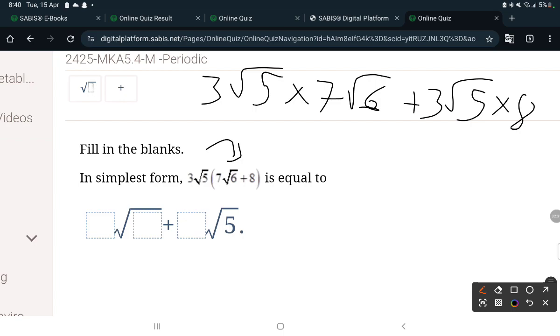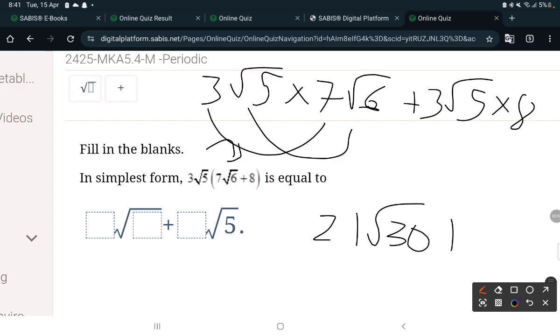Okay, so as I said like a million times, numbers outside the radical, you multiply them together. 3 multiplied by 7, 21. Numbers inside the radical, you multiply them together. Radical 5 multiplied by radical 6, radical 30. Okay. 3 and 8. 8's outside the radical, 3's outside the radical. 8 times 3, 24. Radical 5 has nothing to multiply it with, so it just stays the same. So we have 21 radical 30 plus 24 radical 5.